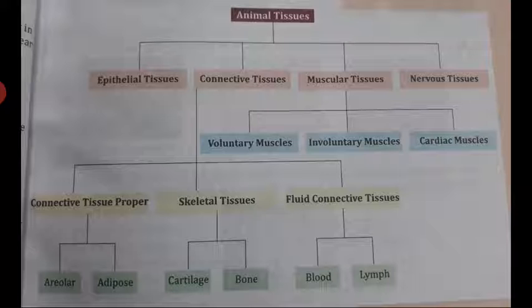In today's class we have learned about epithelial tissues, how many types of animal tissues there are, how many types of connective tissues there are, and what a connective tissue actually is and how it works. These are the things I have discussed in today's class, and in the upcoming class we'll be learning about connective tissues and their types in much more detail.